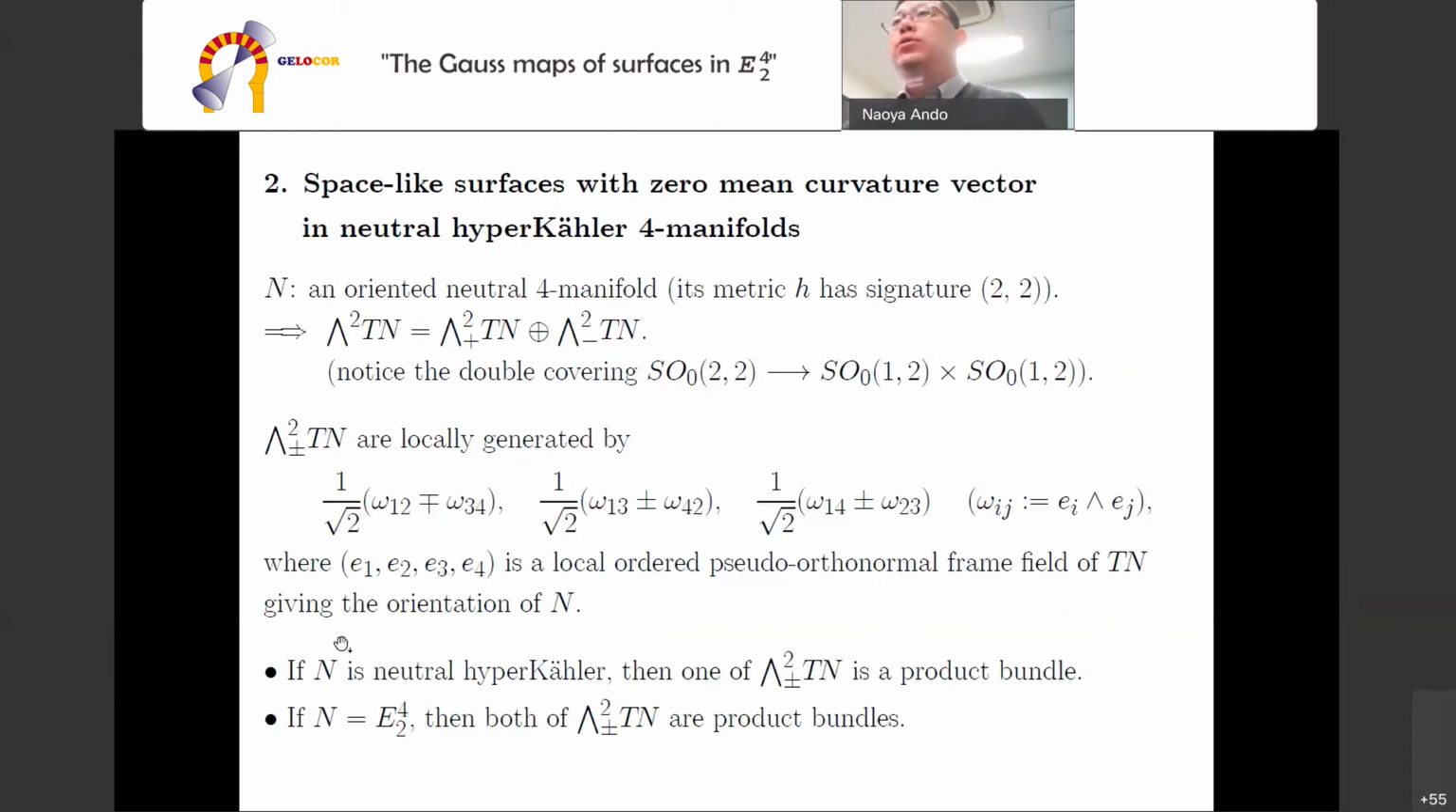If N is a neutral hyperkähler, then one of these two subbundles is a product bundle. If N is equal to E^4_2, the four-dimensional flat neutral space form, then both of these two subbundles are product bundles.